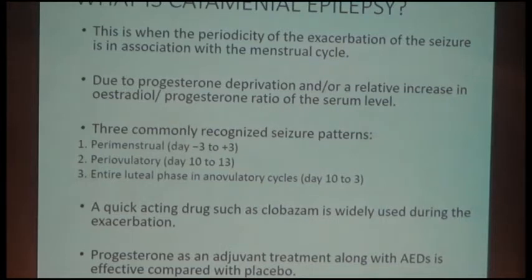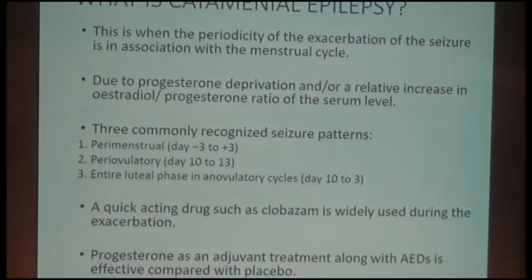So what's catamenial epilepsy? If you remember, the seizures were associated with her menstruation, exactly. And if they are associated with the cycle, then we class these patients as catamenial, or they have catamenial epilepsy, where more than 75% of their seizures are associated with their cycle. Right? And there are three common patterns: premenstrual, peri-ovulatory, and or seizures that occur during the luteal cycle.